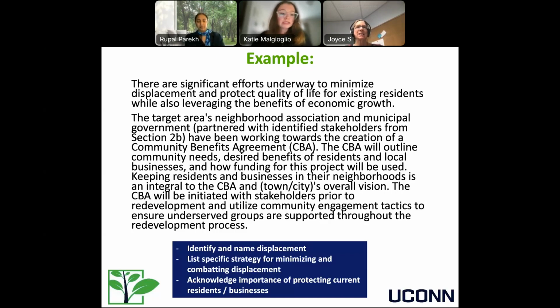And then through your writing, acknowledge the importance of protecting current residents and businesses and the importance of environmental justice. Like in this example, we say that the CBA is integral, and keeping residents and businesses in their neighborhoods is integral to our town's overall vision.